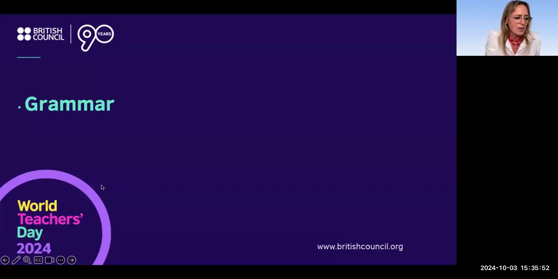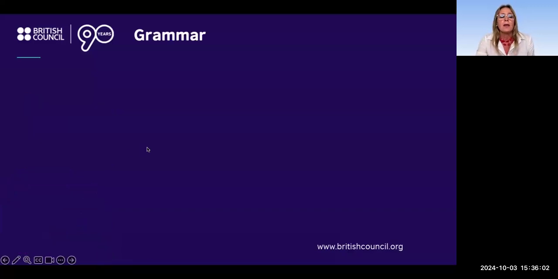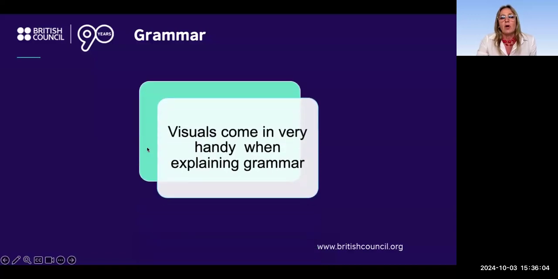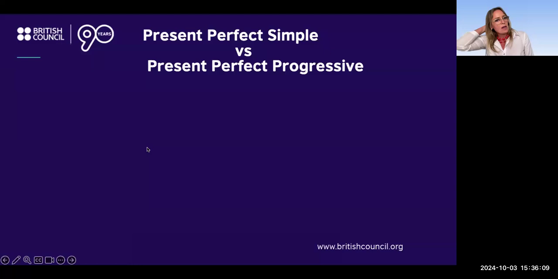Now let's come to grammar. Of course, we are used to explaining tenses using timelines, but we can also use visuals for other aspects of grammar. So, for example, when I explain the difference between the present perfect simple and the present perfect progressive, which is often one aspect that is difficult for students because they may not have the equivalents in their own languages.